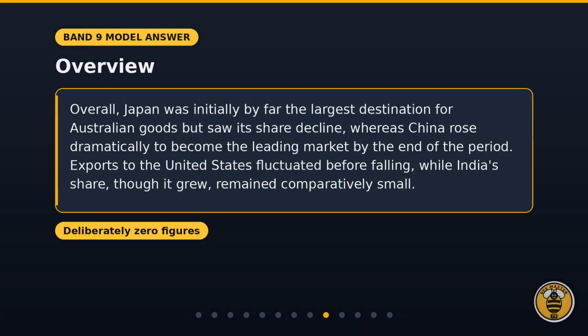Paragraph 2. The overview, and this is the single most important paragraph in Task 1. Overall, Japan was initially by far the largest destination for Australian goods but saw its share decline, whereas China rose dramatically to become the leading market by the end of the period. Exports to the United States fluctuated before falling, while India's share, though it grew, remained comparatively small. Look carefully. There is not one number in that paragraph. That is on purpose.